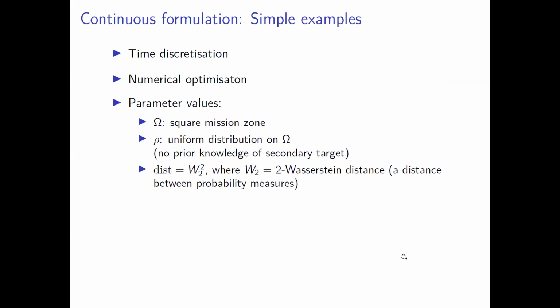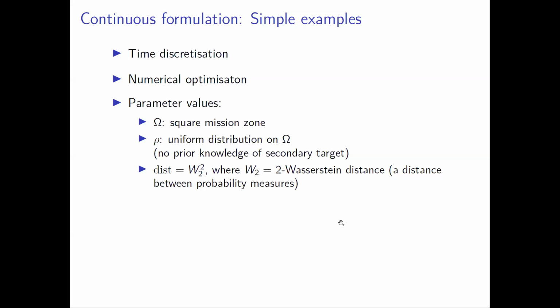Here we did a simple example, minimizing E numerically. For this, we do a time discretization, with no spatial discretization. We did some numerical optimization in MATLAB, just constrained optimization. For this simple example, the parameter values are: our mission zone, our battlefield, is just a square field or a square desert, omega. We assume we have no prior knowledge of where the secondary target is, so rho is just a uniform distribution, an equal chance of secondary targets anywhere.